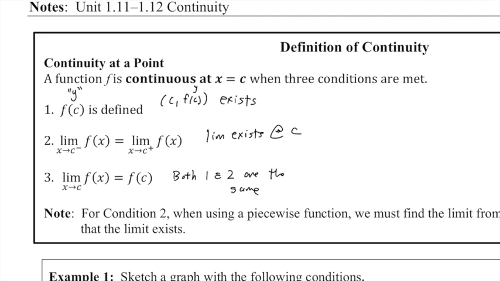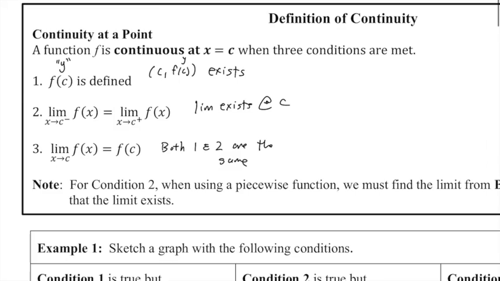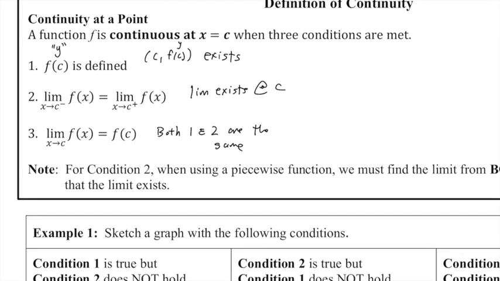Your second criteria is that the limit from the left and right hand side of C have to be the same, which means it exists. And then thirdly, you have to have steps 1 and 2 agree. Step 1 has to be the same value as step 2. And if those three criteria are met, a function is considered continuous at that point C.